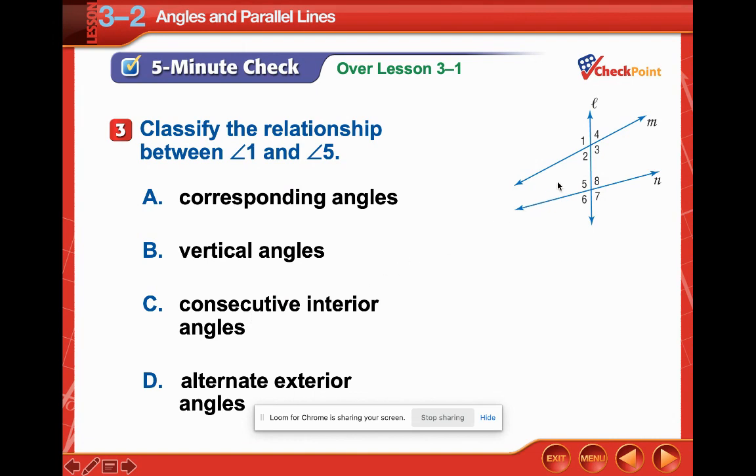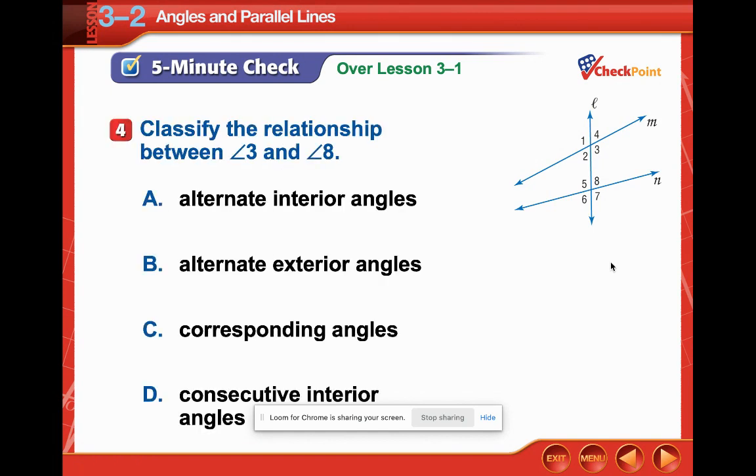Consecutive interior angles, that would be 2 and 5 here. Okay, where they're on the same side of the transversal, which they are. But 1 is an exterior angle, 2 and 5 are the 2 interior angles. Alternate exterior angles would be like 1 and 7 here. Okay, 5 is in the interior, and they're on the same side of the transversal, so it wouldn't be alternate. All right.